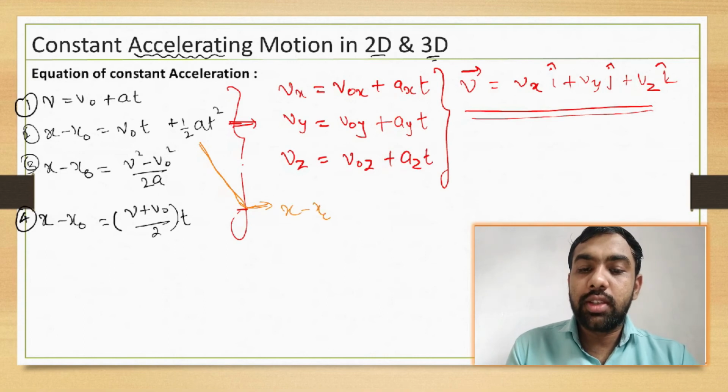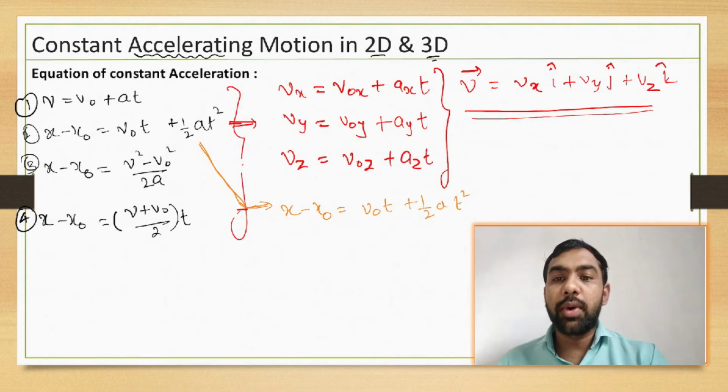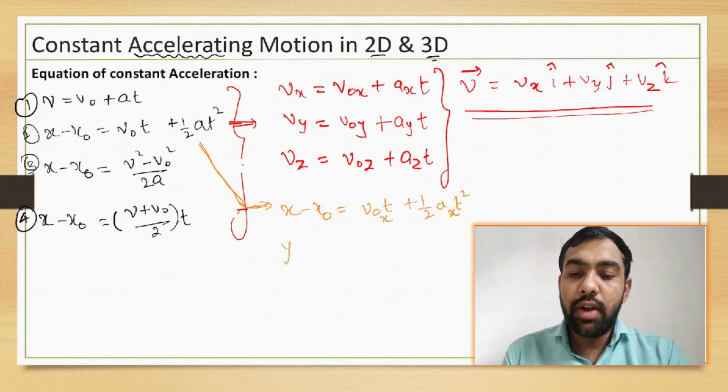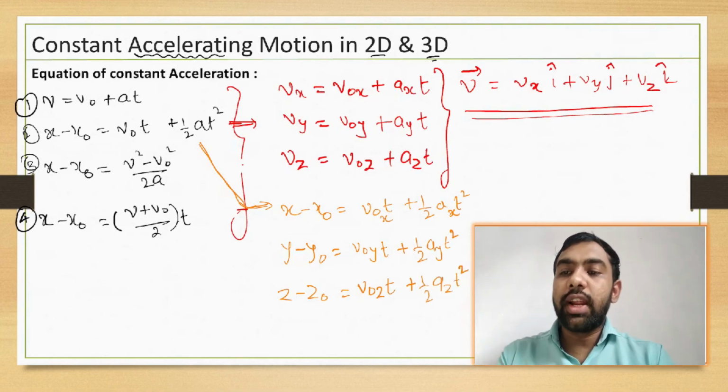So x minus x0 is equal to v0 t plus 1 half a t square, but it is not the proper way right now. Right now it is v0x t plus 1 half ax t square. Similarly, y minus y0 is equal to v0y t plus 1 half ay t square, and z minus z0 is equal to v0z t plus 1 half az t square.